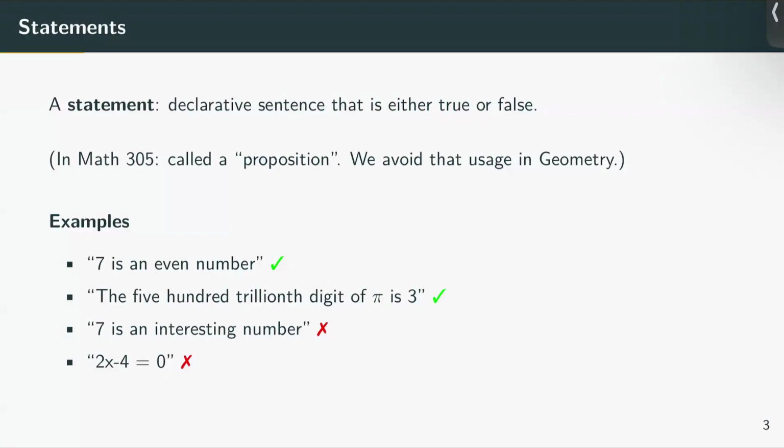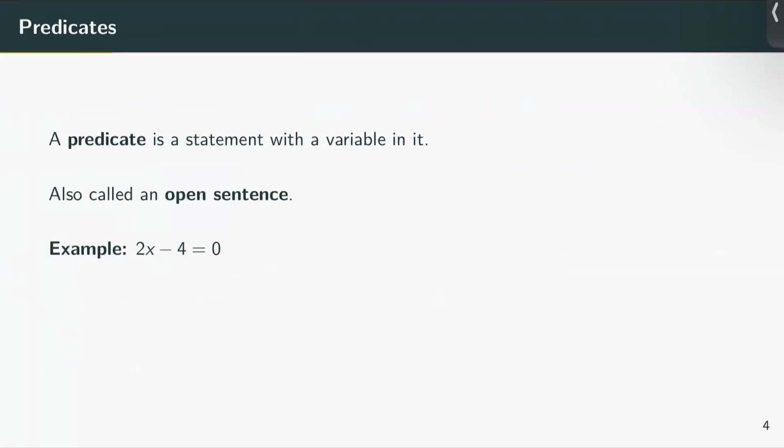Now, as you know, that kind of thing is the kind of object that we want to talk about a lot in mathematics. We're interested in knowing about statements that look like equations, inequalities, things like that. So we're going to introduce a slightly broader class of thing we're going to call a predicate, to be something that would be a statement, except it has a variable in it. In Math 305, you might have called it an open sentence. So it's called both predicate or open sentence. So in this example, 2x minus 4 equals 0, that is an example of a predicate.